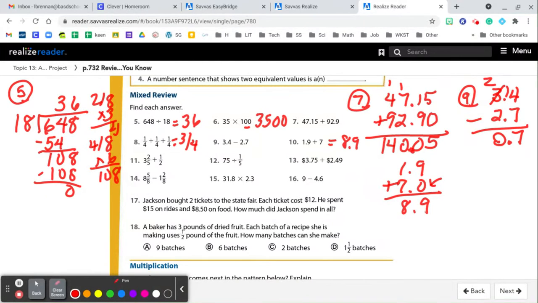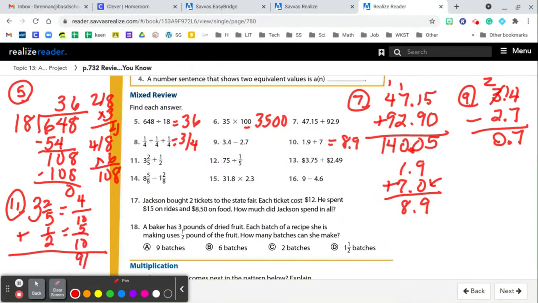For number 11, 11 and 2/5 plus 1/2. We have 11 and 2/5 plus 1/2. With 5 and 2, we find a common denominator. We rename our fractions, and now we can add. 4 plus 5 is 9, so we have 9/10. Bring our whole number over. So we have 3 and 9/10.